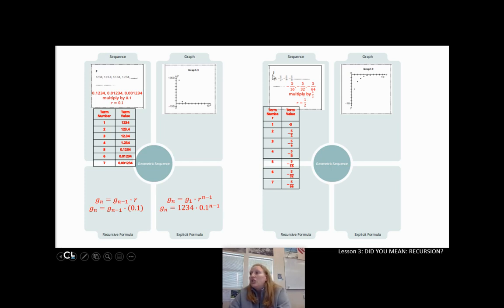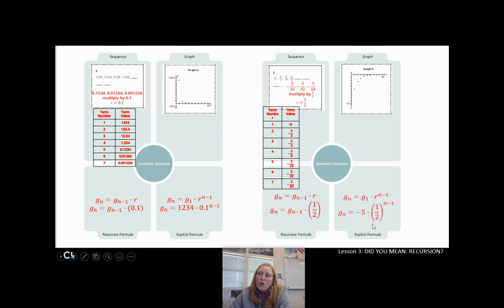For sequence J, I can see that my common ratio R is 1/2. So I plugged that into my recursive formula. And I did put parentheses around it just to protect it, keep it safe. And that means for my explicit formula, not only do I need my R equals 1/2, I also need my first term, which is -5. So I plugged in what I had.